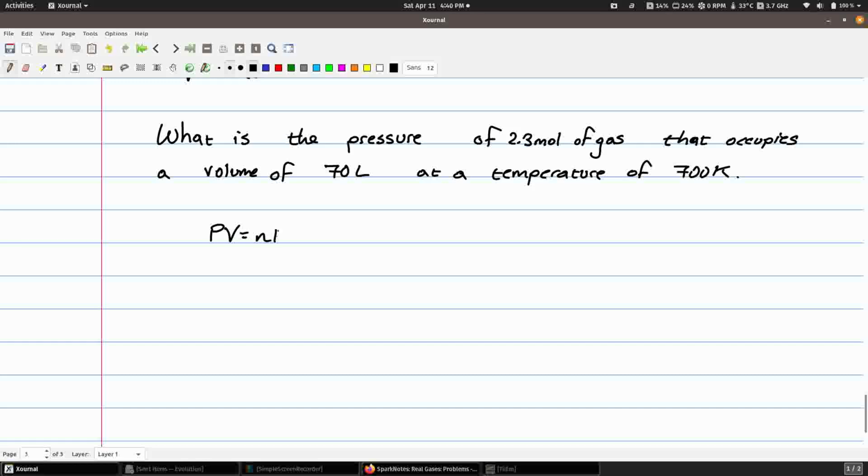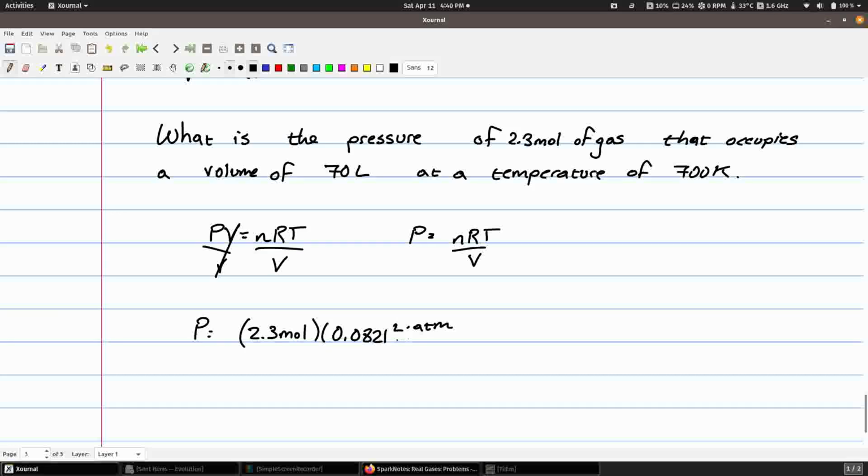PV equals nRT. So you're looking for the pressure. All you got to do is divide the volume out, and then you have your equation. So P equals nRT over V. So let's plug the numbers in. Pressure equals 2.3 mole, 0.0821 liters times atmospheres over moles times Kelvin times 700 Kelvin, and then divided by 70 liters.